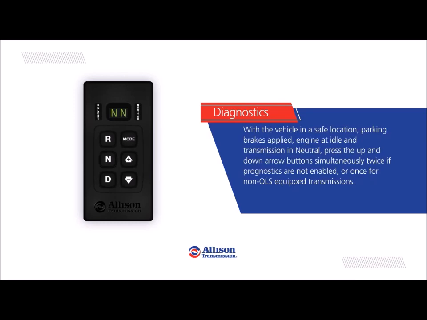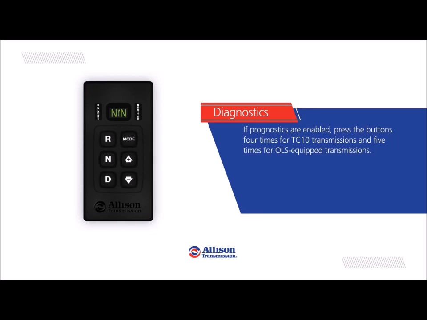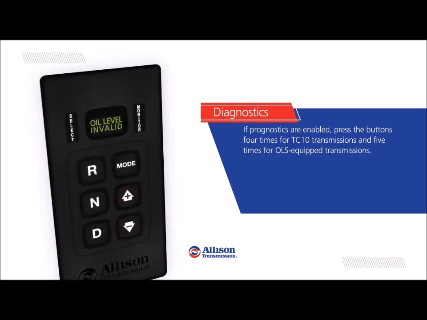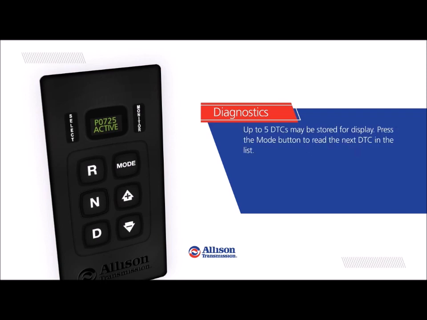With the vehicle in a safe location, parking brakes applied, engine at idle, and transmission in neutral, press the up and down arrow buttons simultaneously twice if prognostics are not enabled, or once for non-OLS equipped transmissions. If prognostics are enabled, press the buttons 4 times for TC10 transmissions and 5 times for OLS equipped transmissions. Up to 5 DTCs may be stored for display. Press the Mode button to read the next DTC in the list.